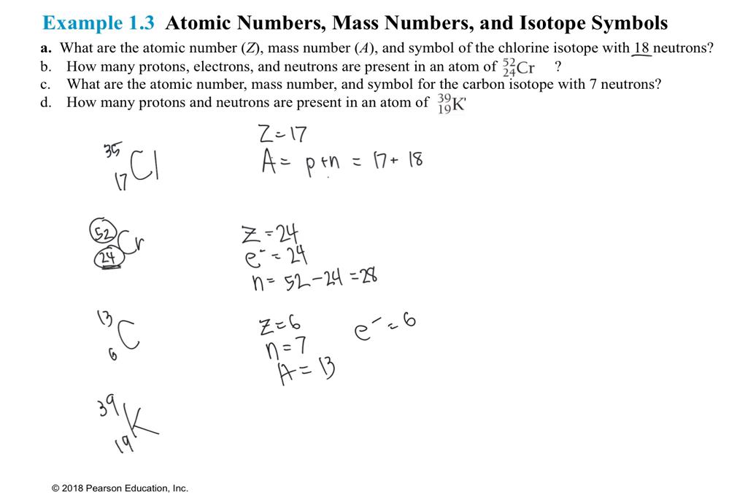And this last one, we have potassium, 39 and 19. So potassium's atomic number is 19, which means its number of neutrons is going to be the mass number minus 19, so 20 neutrons. And since it's neutral, the number of electrons is the same as the protons.